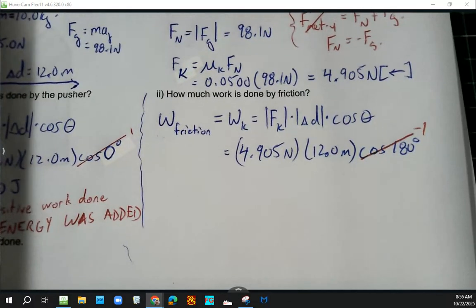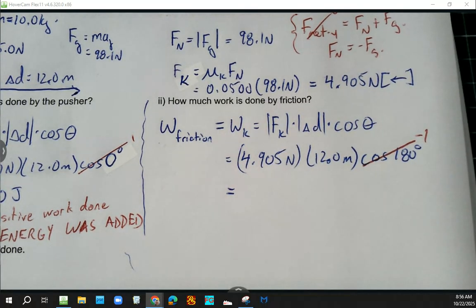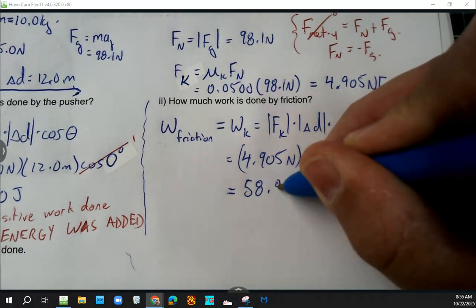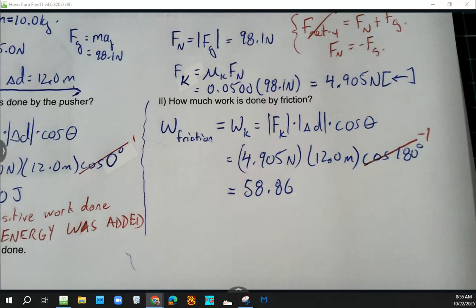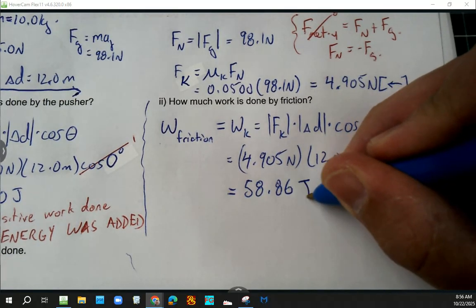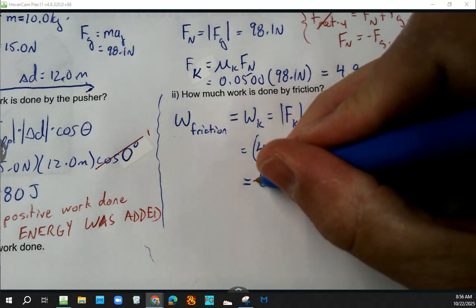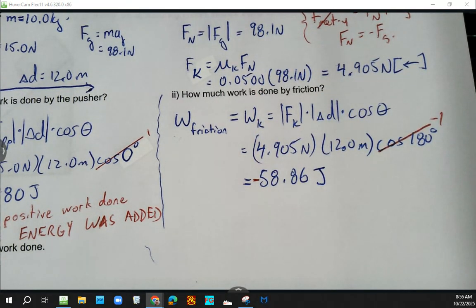And 4.905 is the part I can't do in my head. Cosine of 180 I could do in my head. What's 4.905 times 12? That's not a times table I learned in grade 3. 58.86. I'm not saying that we couldn't do it in our head. It's just I can't do it in a second. Maybe you can, and for which I'm proud. I'm going to leave it as joules, but there's something I'm missing. What am I missing? Negative sign. And somebody help me out. Give me the words. What does the negative sign mean? Negative work was done. That's one way of saying it.